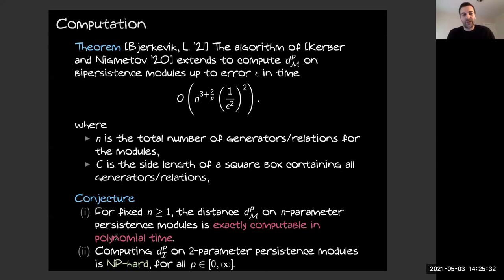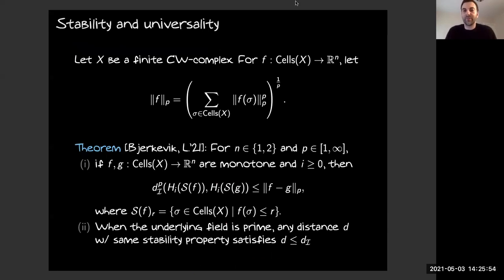We conjecture that this is exactly computable in polynomial time. On the other hand, we conjecture that computing this presentation distance on 2-parameter persistence modules is NP hard. That would generalize Bjerkevik's result. And we haven't worked on these kinds of things, at least I haven't. But these are just the kinds of things you expect to be true if you have been in this world.